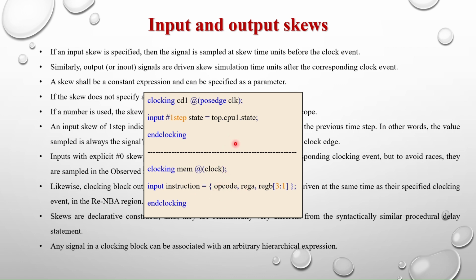Okay, so this is about input and output skews. Now we will see default clocking.